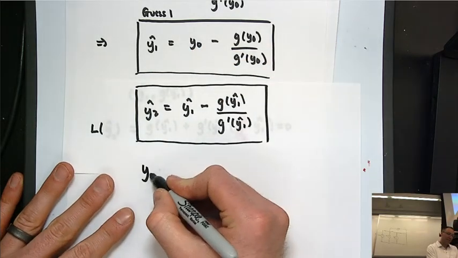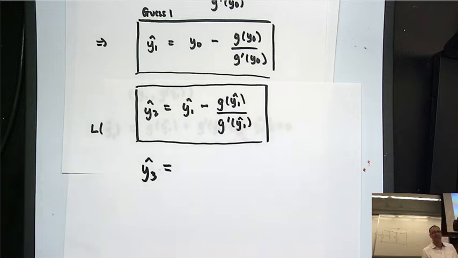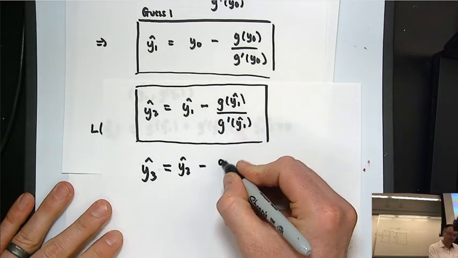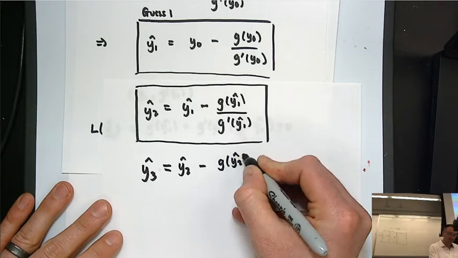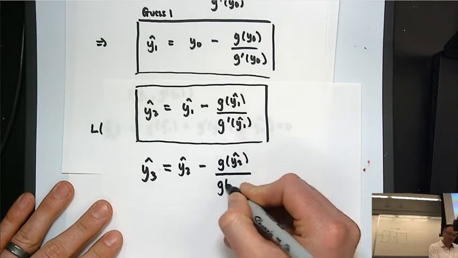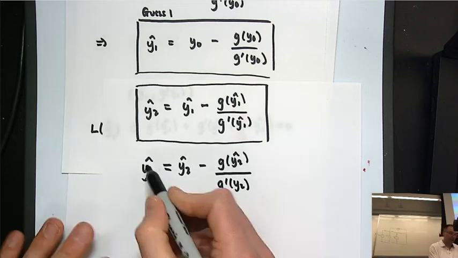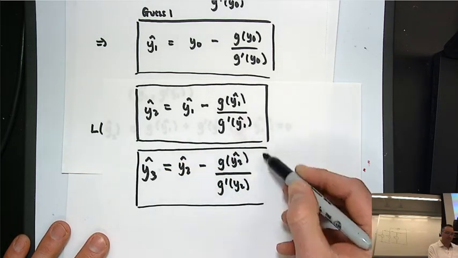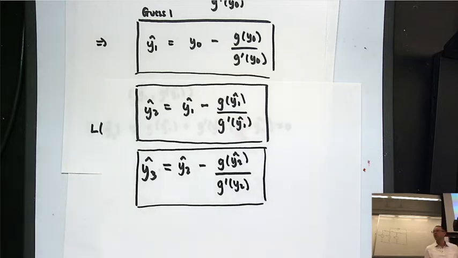Tell me my next guess. Guess. Guess what you are discovering right now? This is Newton's method. This is a very elementary form of Newton's method, but it's Newton's method.